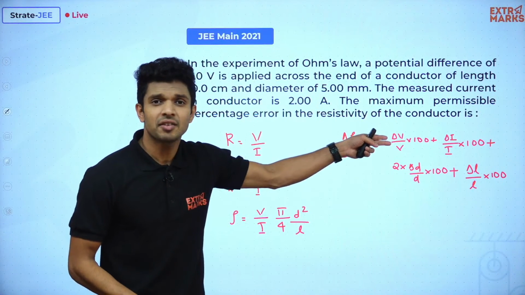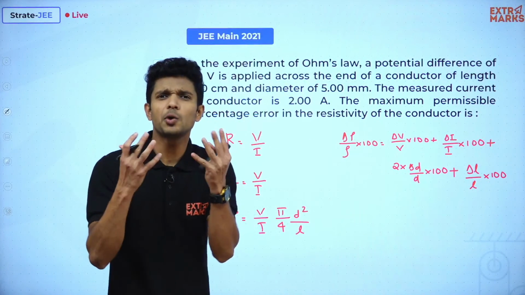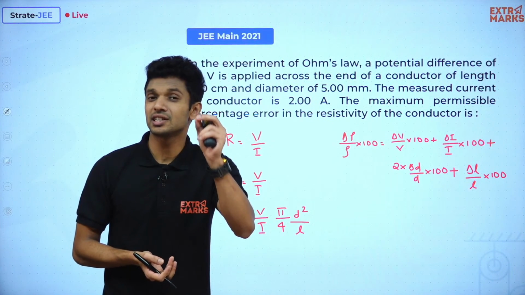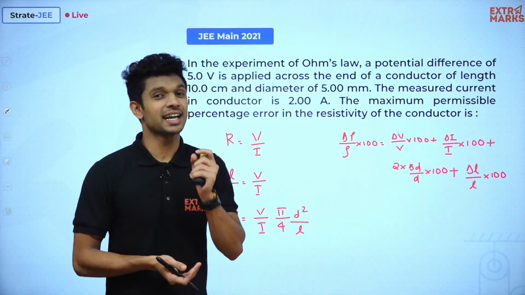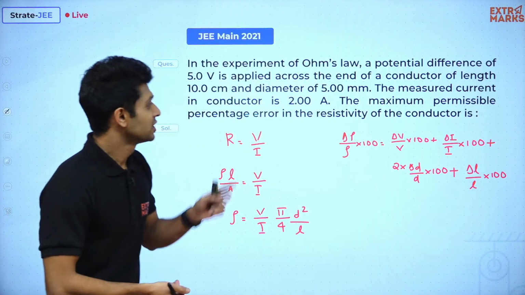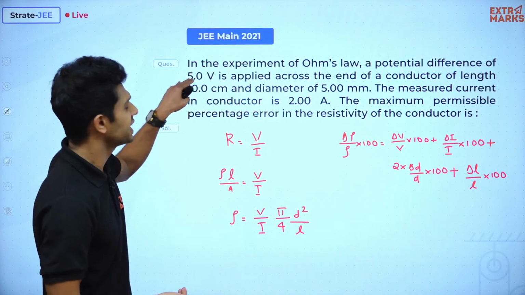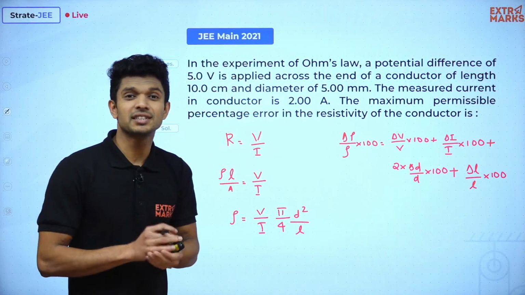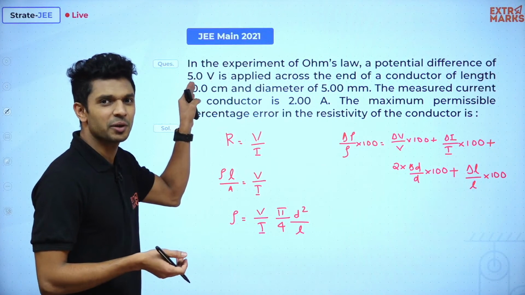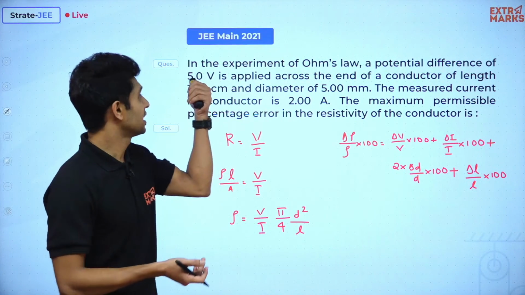Now you can see delta V is the error in the calculation of potential difference. Delta I is the error in the calculation of current. So how to get all these values? Simple thing I have to remind you, for every calculation, the minimum possible error in the measurement is the least count of that particular instrument, right? So where do we have potential difference? Yes, 5.0 volt. Tell me what is the least count of this voltmeter? That is 0.1, because 5.0, 0.1 has to be the minimum value that can be measured with the given voltmeter.